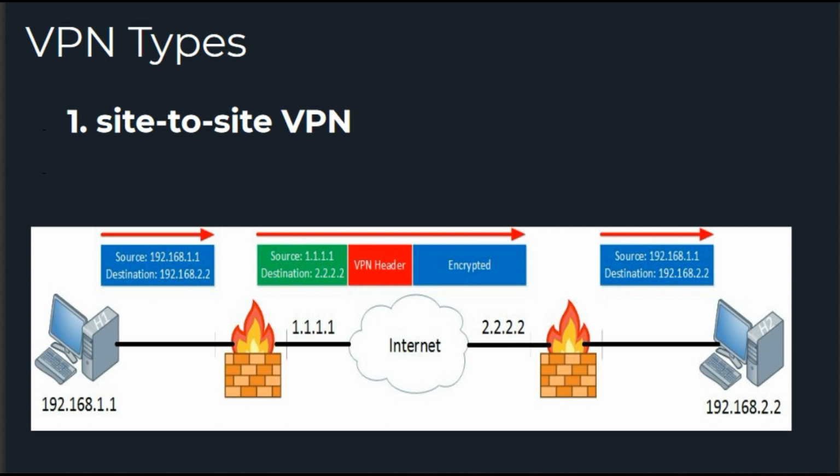Now firewall 1 sends the new packet to firewall 2. Firewall 2 receives the packet, checks that the packet really came from firewall 1, decrypts it, and forwards it to H2, our host device 192.168.2.2, and H2 receives the original IP packet.